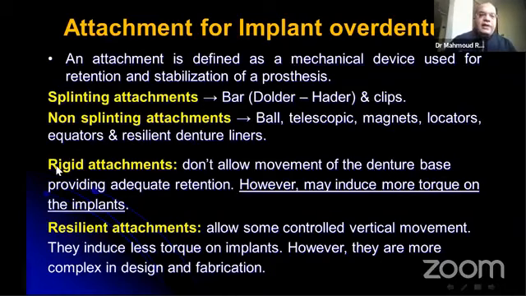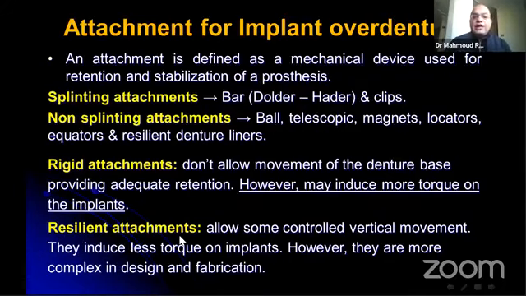It can also be divided into rigid attachment and resilient attachment. The rigid attachment doesn't allow movement of the denture base, and this provides very adequate retention. This type of rigid attachment can also give us good support and stability for the denture. However, it induces more torque on the implants. This is very important, so you must use a sufficient number of implants to retain your overdenture here.